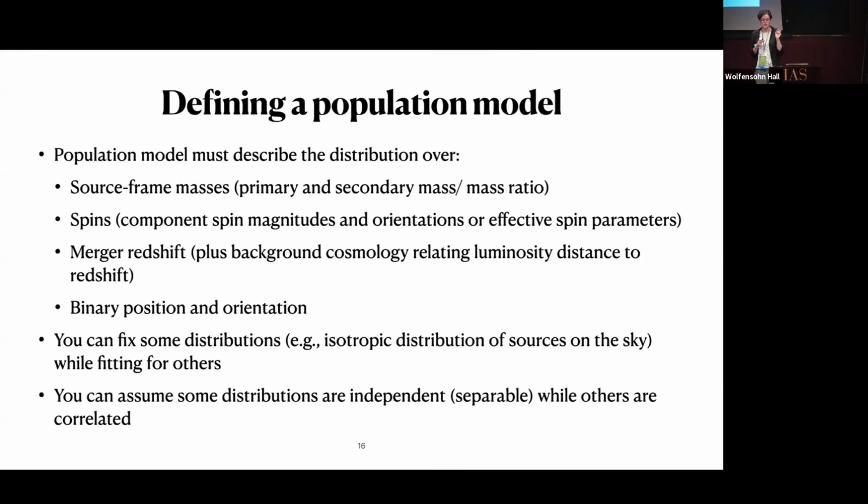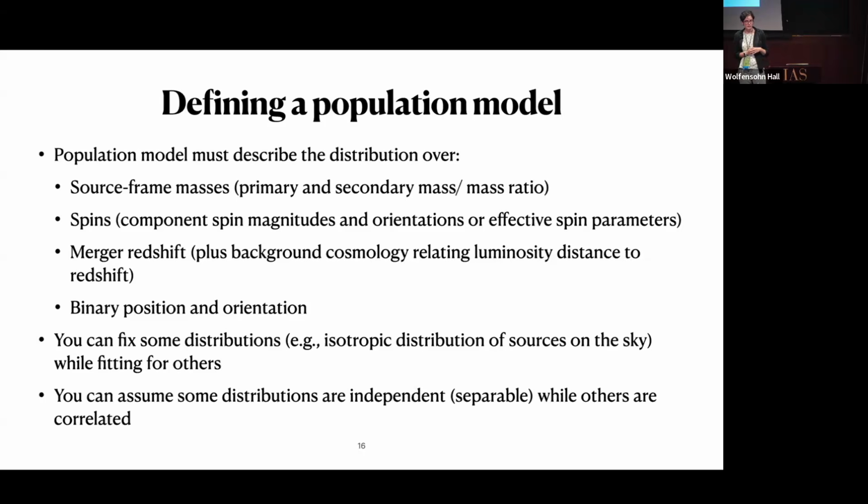So you can fix some of those distributions. You don't necessarily have to fit for all of them. So for example, we usually assume an isotropic distribution of sources on the sky. We don't vary that assumption, although there have been papers that have done that. For population analyses right now, we typically fix the cosmological parameters, although you can also fit them simultaneously. We just do that when we're doing cosmology.